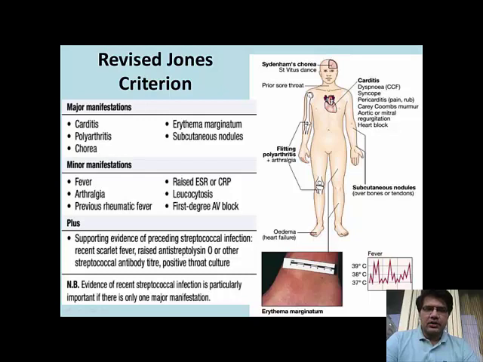So it can be ASO titers. You can have a positive throat swab. And if you have only one major manifestation, then it is important that you get a throat swab or an ASO titer. So this is very important. So I have dealt here with mnemonics of major manifestations and minor manifestations. This is often tested.